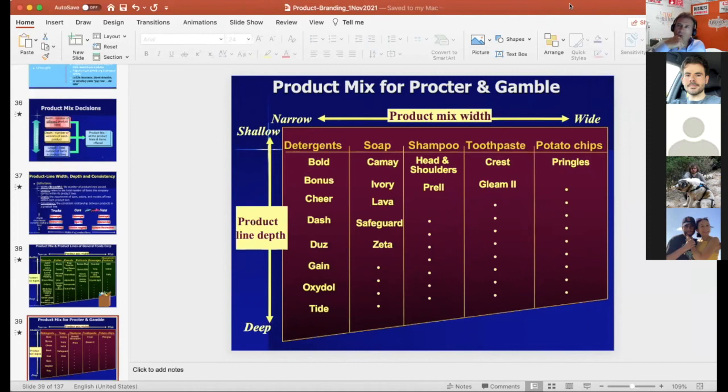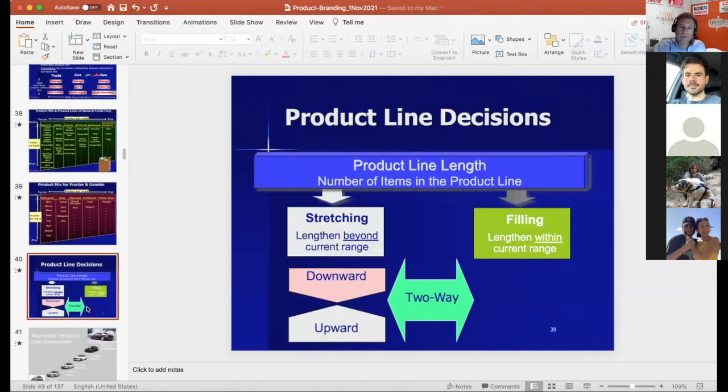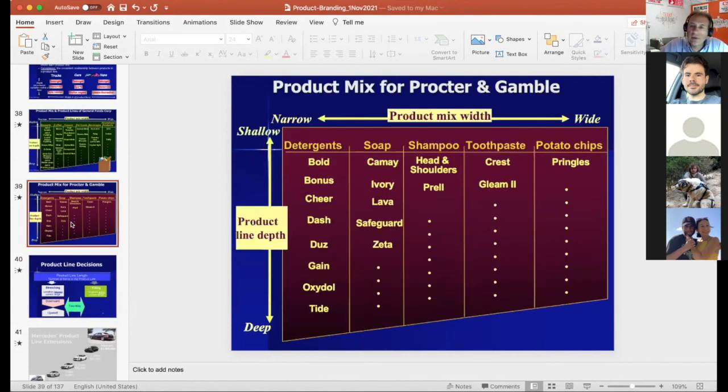Now, what's more difficult is when you think of a new product, where does it fit? And so you have to use this. Now, this concept is about the stretch. So the product line stretch, which is in terms of, you know, normally a good product line is called consistent. So if we go back to Procter & Gamble, what is the consistency here?